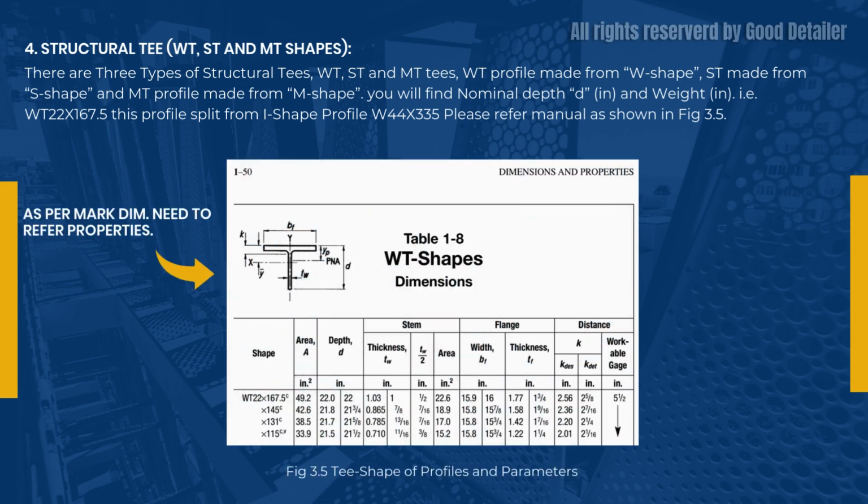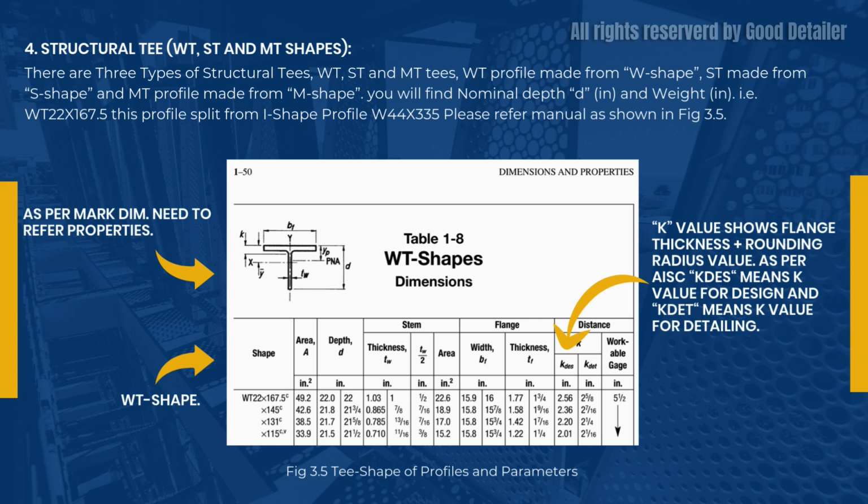As per the marked dimensions, you need to refer to the properties. WT shape. The k value shows flange thickness plus rounding radius value. As per AISC, kdes means k value for design and kdet means k value for detailing. The term workable gauge refers to holes in flanges, bf.